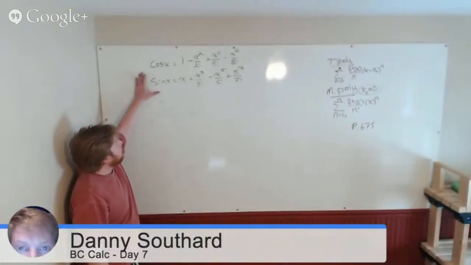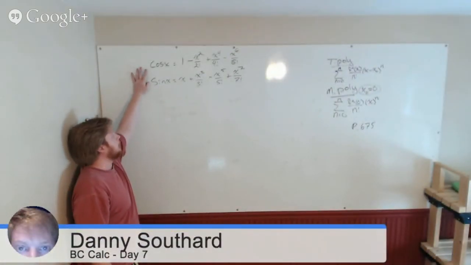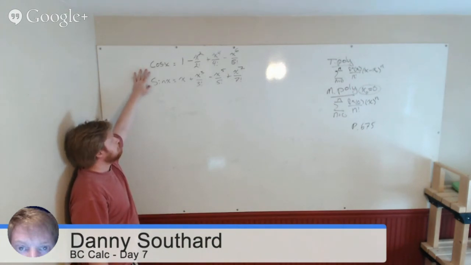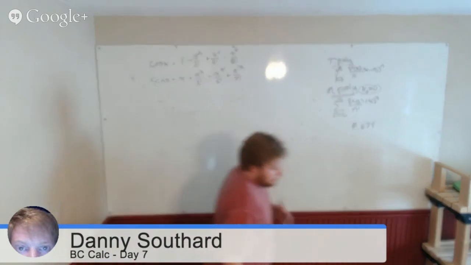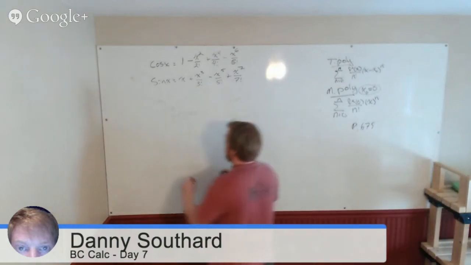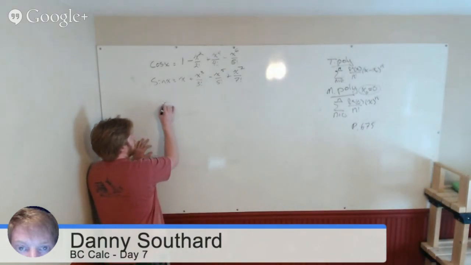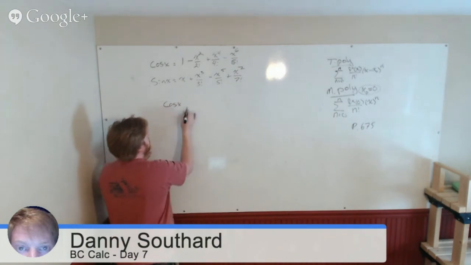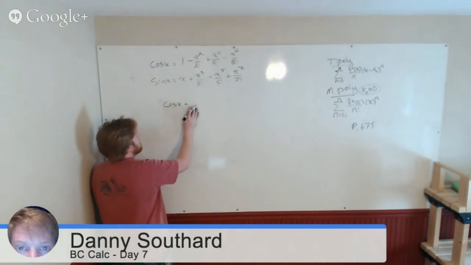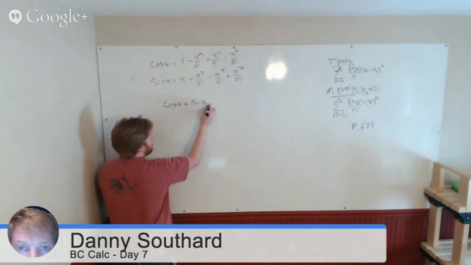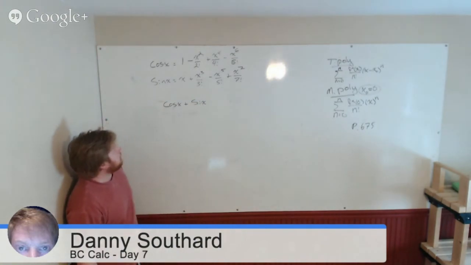Okay, so here we have two special Maclaurin series, cosine and sine x. Now let's just play around and see what would happen if I added these two things together?